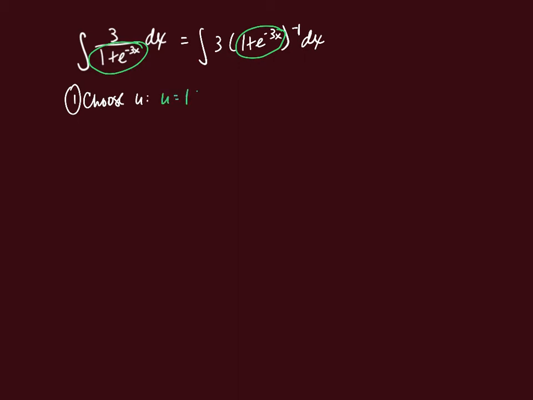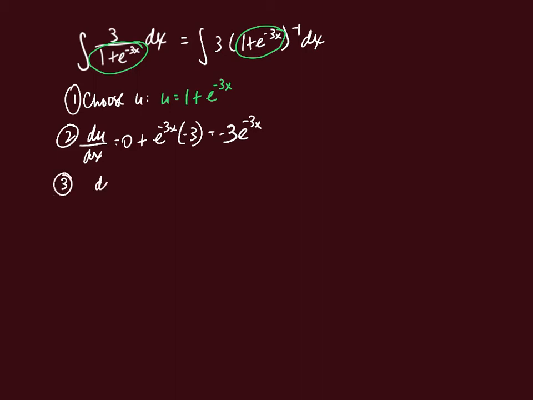So I'm going to choose u to be 1 plus e to the negative 3x. And du dx is equal to 0 plus e to the negative 3x times the derivative of the exponent. So now I'm a little concerned because I don't see another e to the negative 3x in the problem. But let's just see how things go.